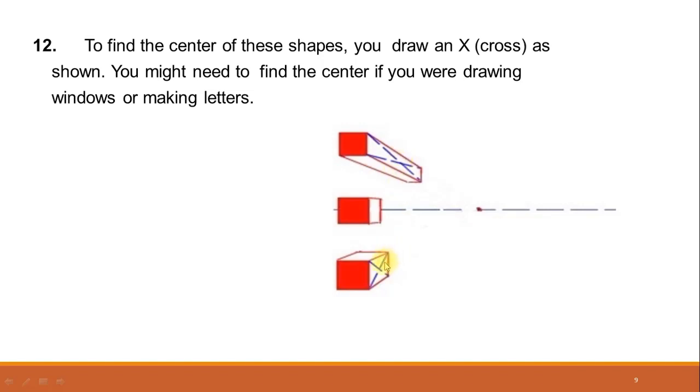Similarly, join this corner to this and this corner to this, so these two diagonal lines touch each other at this point, so this is the center of this square box. Similarly, we can draw the center also for this square which lies above the line.